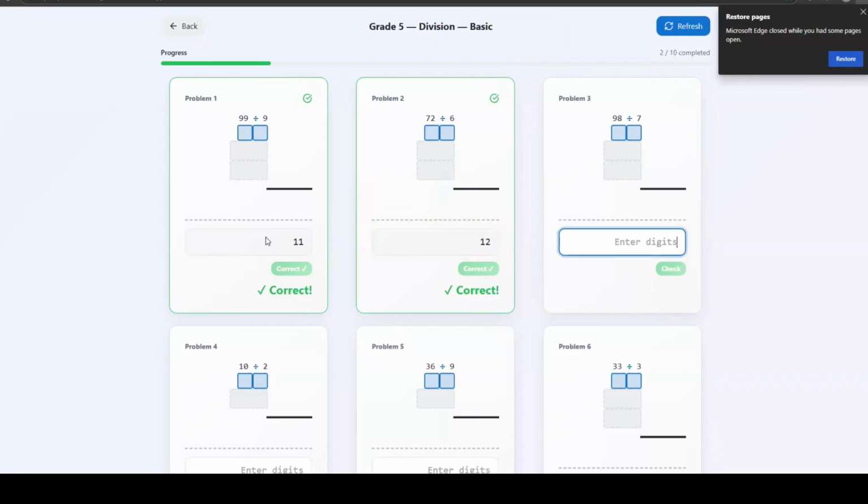98 divided by 7. 7 times 12 is 84. 84 plus 7 is 91. 91 plus 7 is 98.